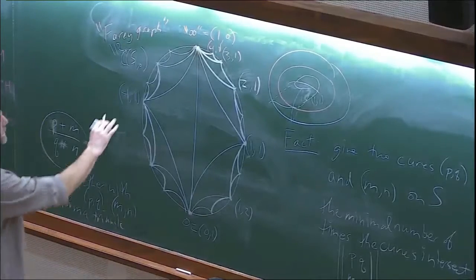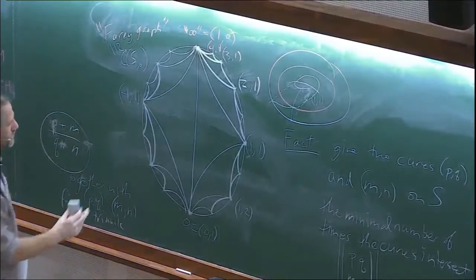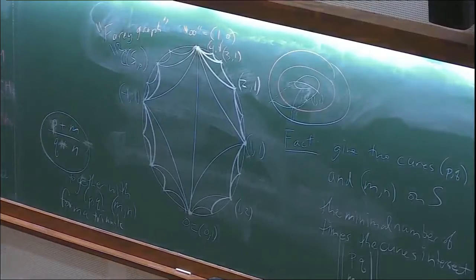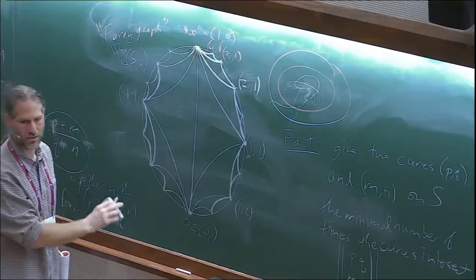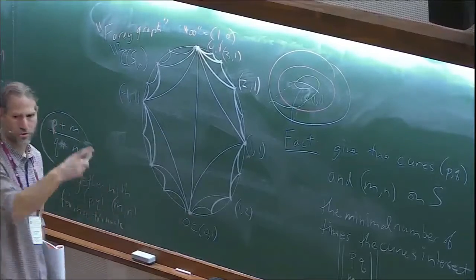1 comma minus 1 is, so let's see, maybe I need to take this up to sign. So 1 comma minus 1 is the same as minus 1 comma 1. So it's the same projectively.